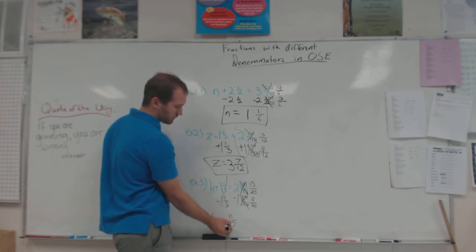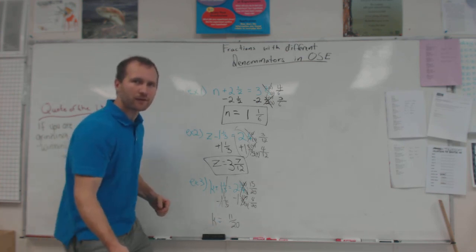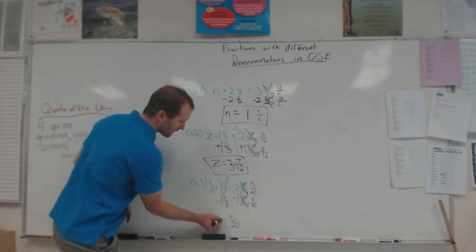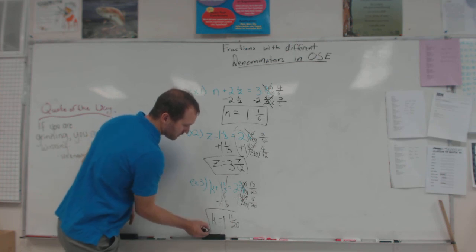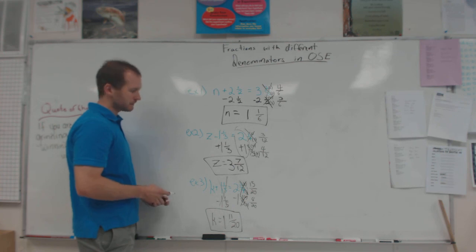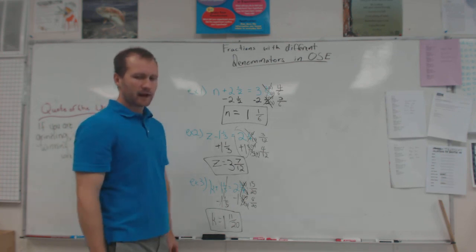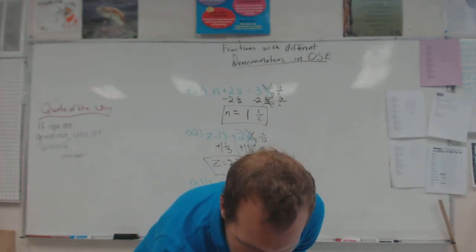11/20. And then I'm done, right? No. You have to subtract 2 minus 1. 1. Can I reduce it? 11 over 20? No. Cannot be reduced. And that is that. If it was 22, yeah. Do you guys have any questions?